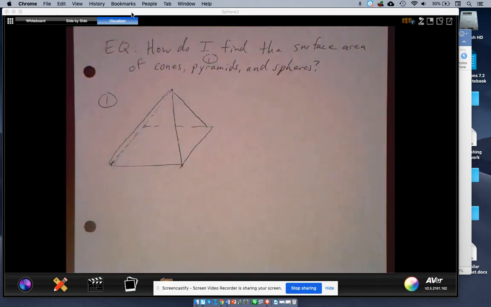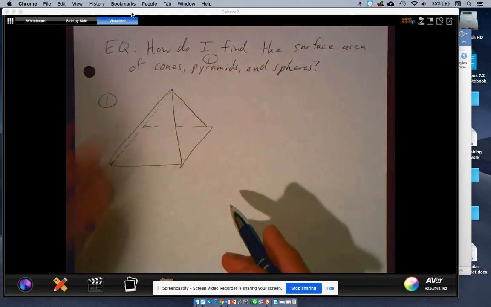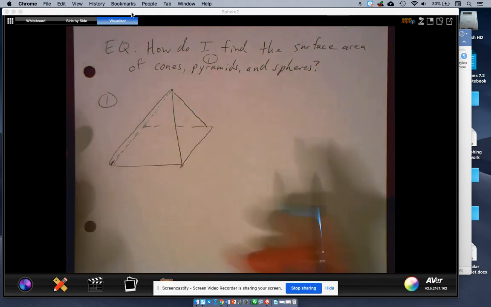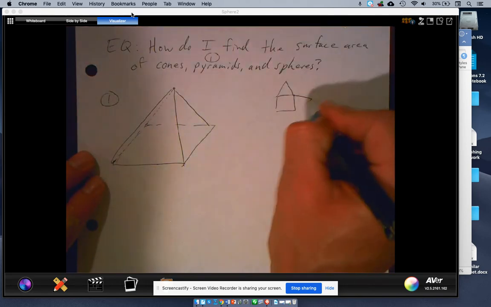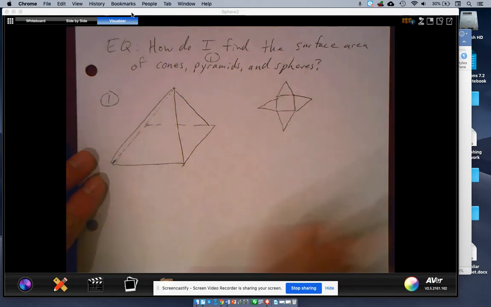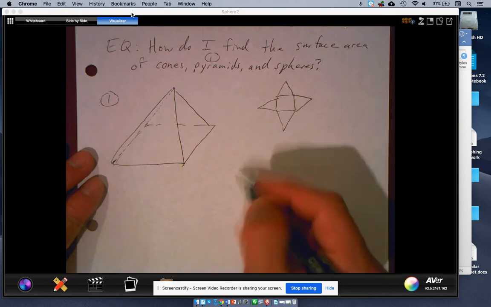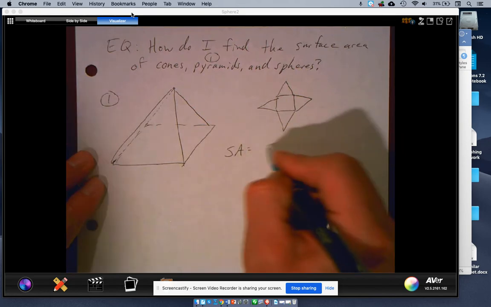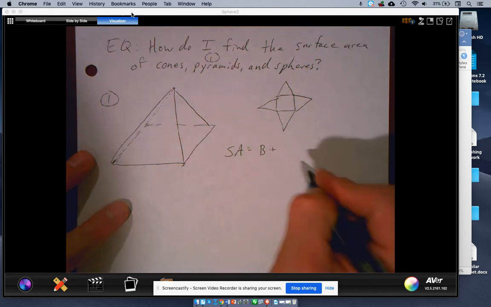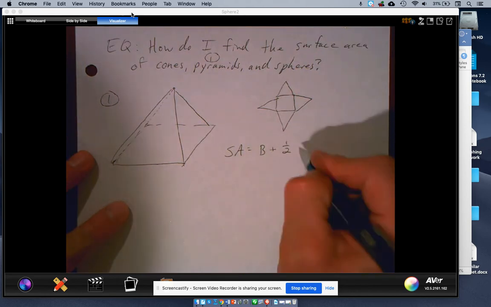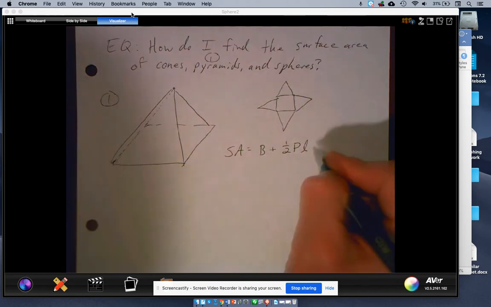Okay, so the formula for the surface area of a pyramid is, well, you kind of got to think about how a pyramid works. And if I were to open this up and lay it flat, I'd have the bottom like this, and I have all the sides that would look like that. So the surface area is made up of 4 triangles and the bottom. So it looks like this. The surface area is the base, that's area of the base, plus 1/2 perimeter of the base times the slant height, L.